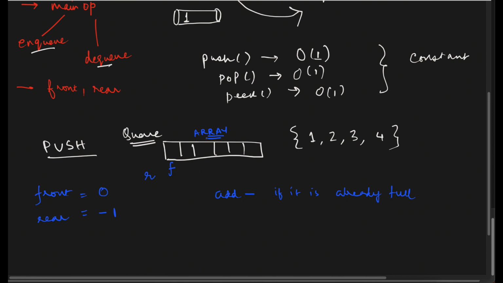If it is already full, I will not be able to add any element to the queue. I should be throwing an exception or just returning. If it is not full is when I should add to a queue. So this is the edge case that we have to take care of.